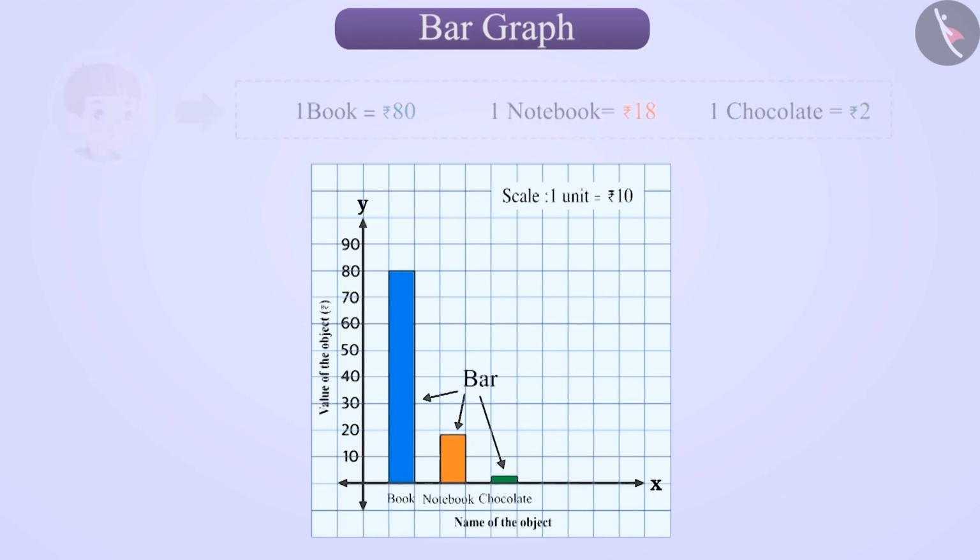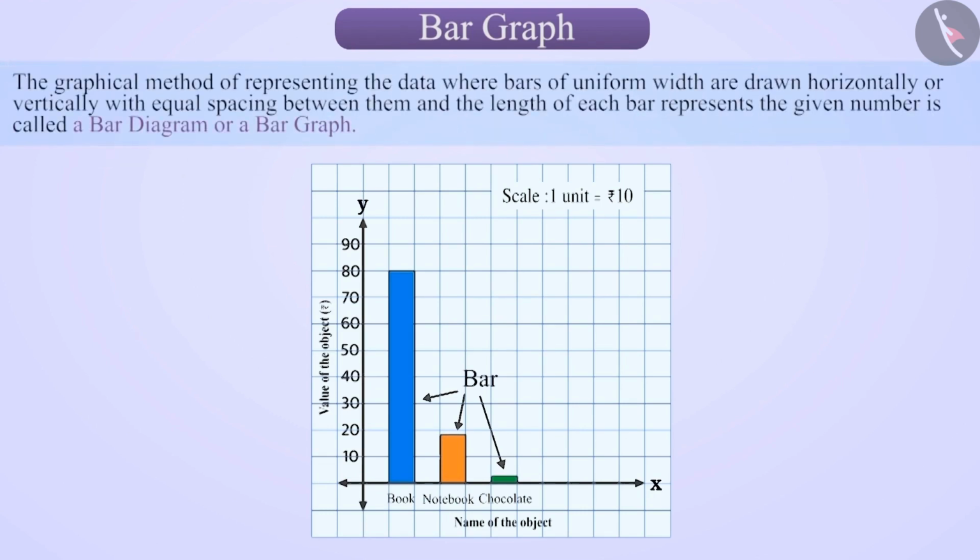Thus, we can say that the graphical method of representing the data where bars of uniform width are drawn horizontally or vertically with equal spacing between them, and the length of each bar represents the given number is called a bar diagram or a bar graph.